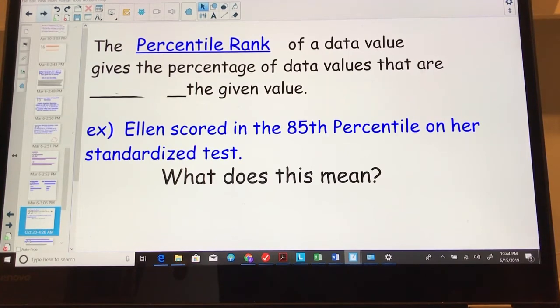Percentile rank of a data value gives a percentage of data values that are strictly below the given value. So if Ellen scored in the 85th percentile on her standardized test, what does that mean? Well, that means that 85% of the people that took the test scored below her.